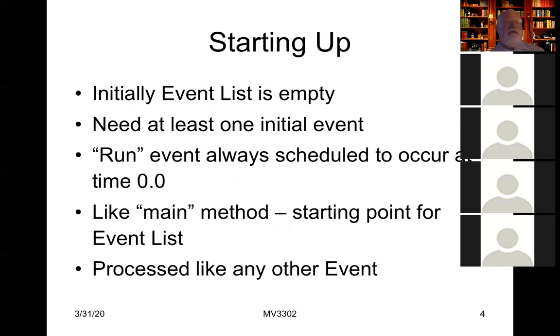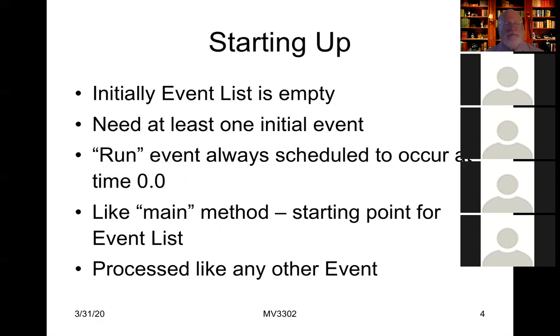So now, how do you start up? Well, initially the event list is empty, and so if you were to just blindly execute that rule, it would immediately end. So what you need is at least one initial event, and we call that event the run event, and that's like the main event in programming languages like Java. But the run event is always scheduled to occur at time 0. And like other events, though, what the run event does is always up to the modeler.